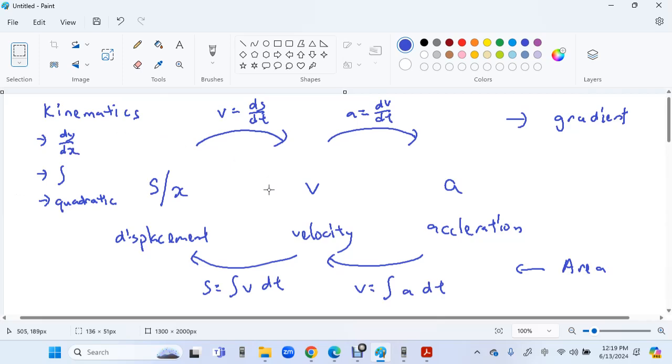Otherwise, you will face problems in this chapter, but not because of the concept of kinematics, but because of the basics of differentiation, integration, or quadratic equations. So this is the whole concept for kinematics.